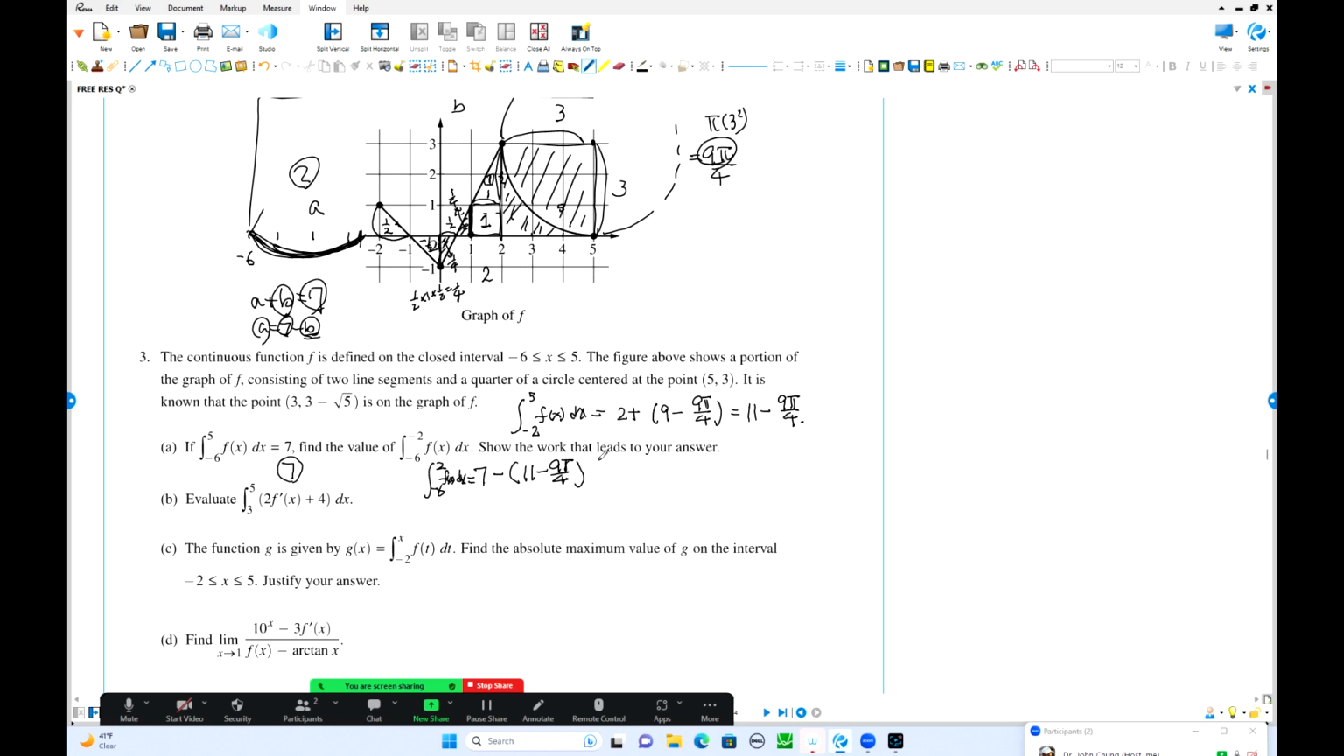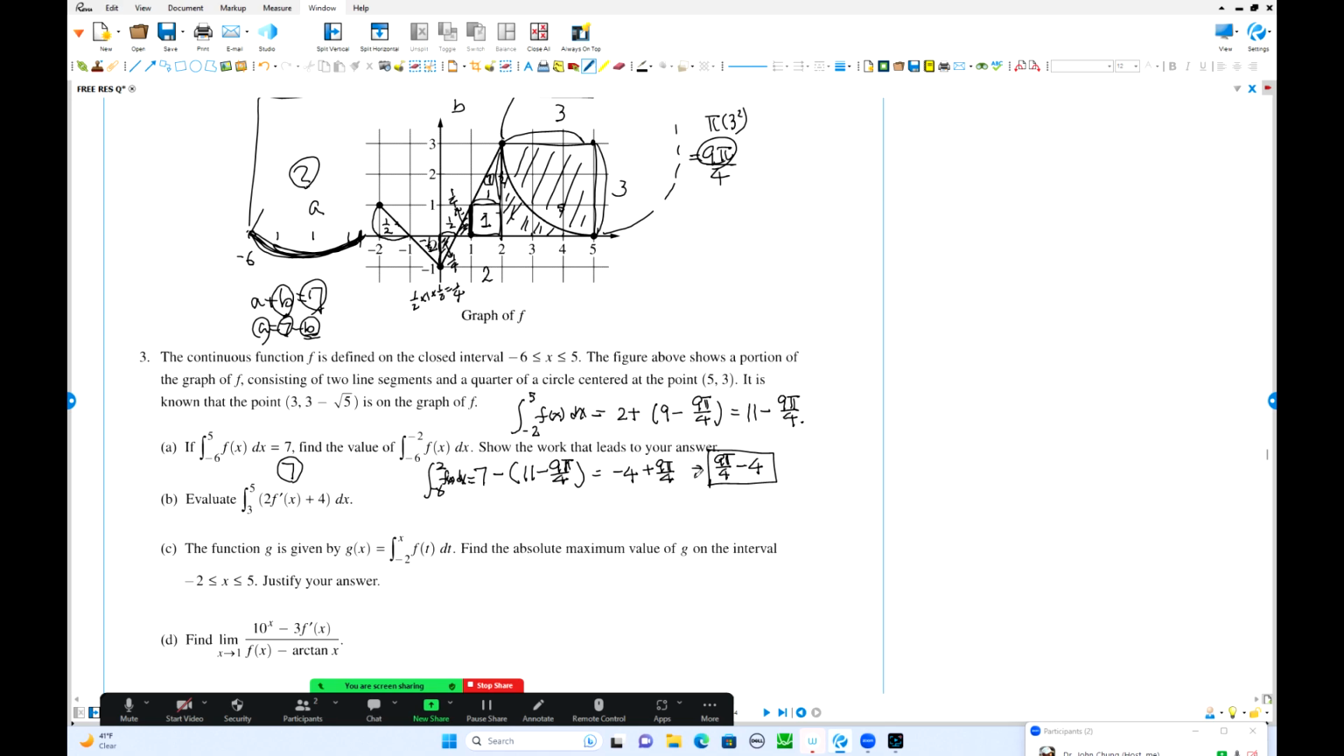Okay. So 9 minus 11 is negative 2, negative 9 pi over 4, positive 9 pi over 4. So 9 pi over 4 minus 2 is better. Yeah. That's the area, okay? The missing part of your integral from negative 6 to negative 2. Is it okay?